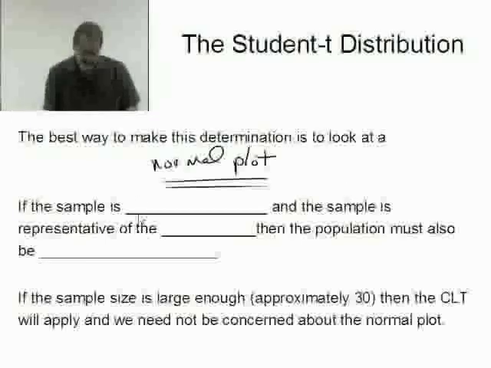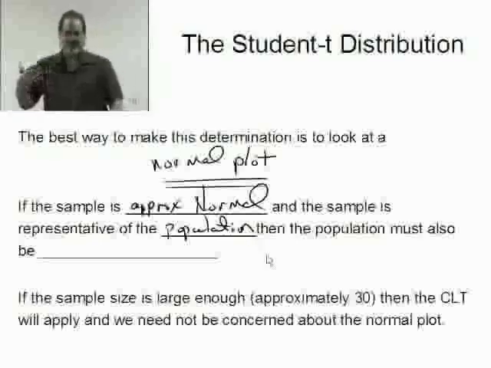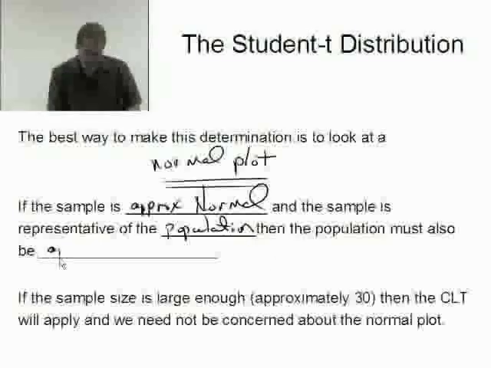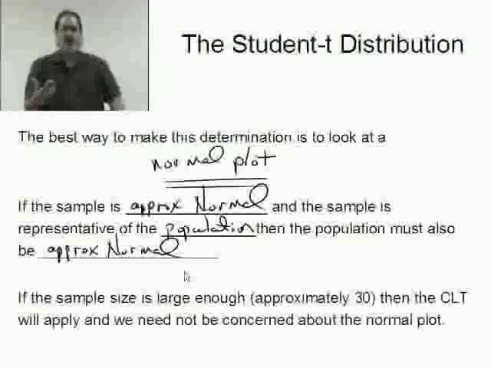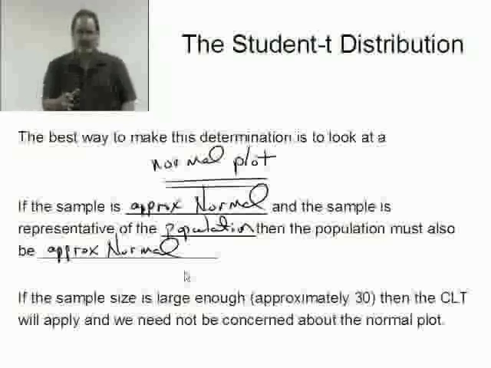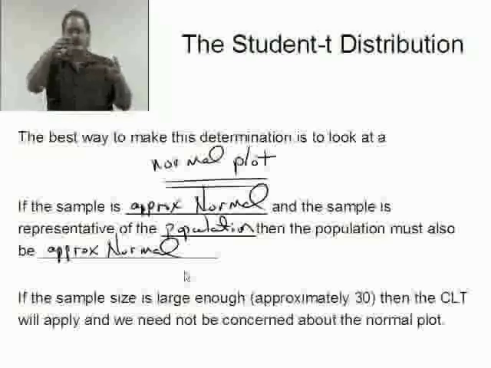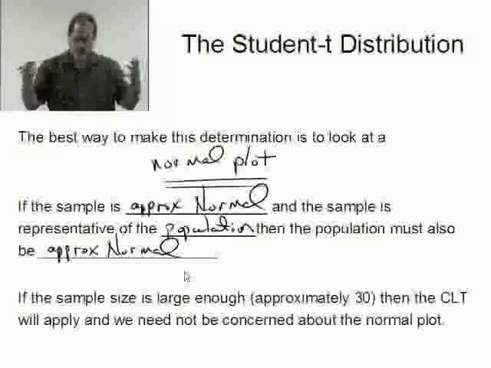Now, if the sample is approximately normal, and the sample is representative of the population, then the population must also be approximately normal. So this is the way we're going to determine, with a small sample case when we have n less than 30, if it's reasonable to assume that the population is normal. We take a look at a normal plot. If the data looks normal, then the population the data was taken from is probably also normal.